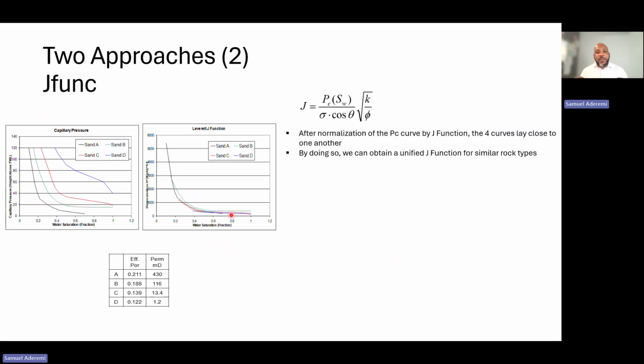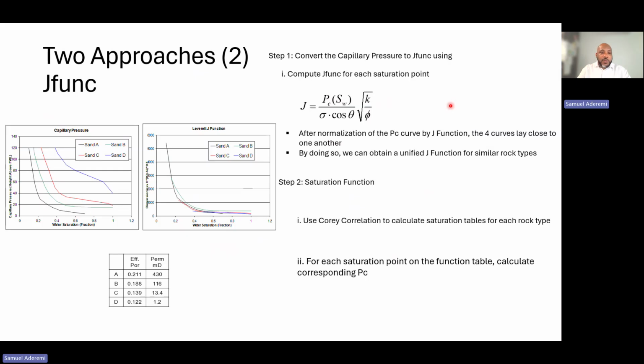This J-function can be given to the simulator, and the simulator can back-calculate the capillary pressure based on the variation in the porosity and permeability of each cell. This is data that is not readily available per cell, but it can be calculated from this dimensionless variable, and it could come in really handy. We can use this approach to calculate the capillary pressure, from which we estimate the water saturation during the initialization of our model as well.